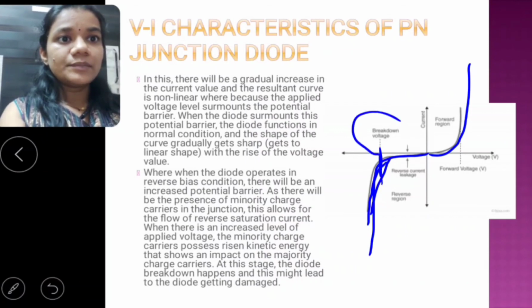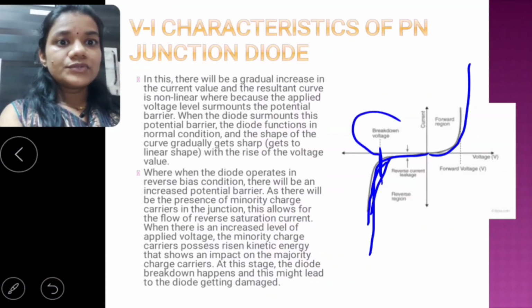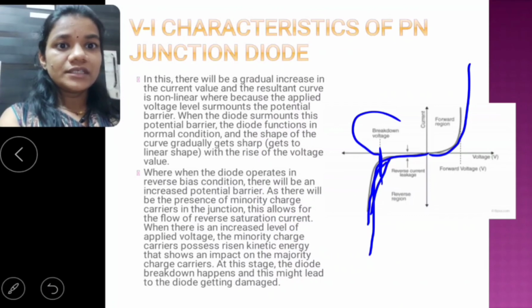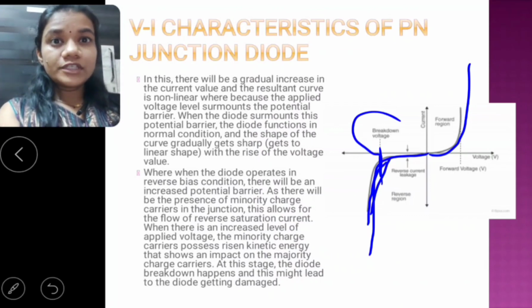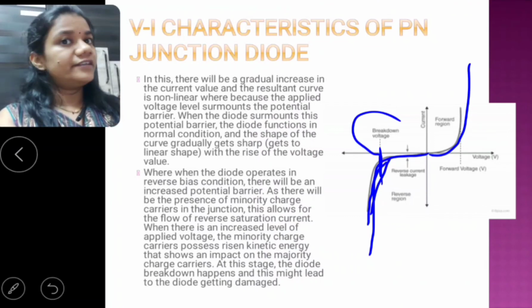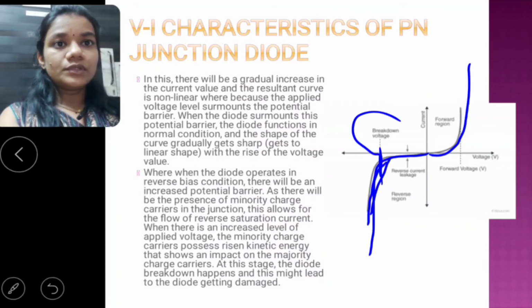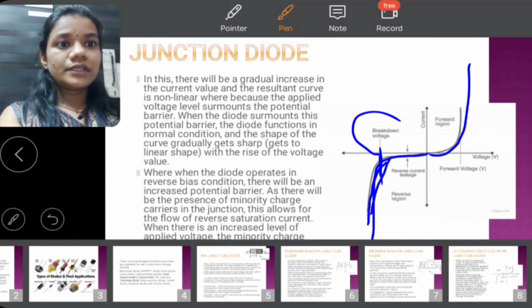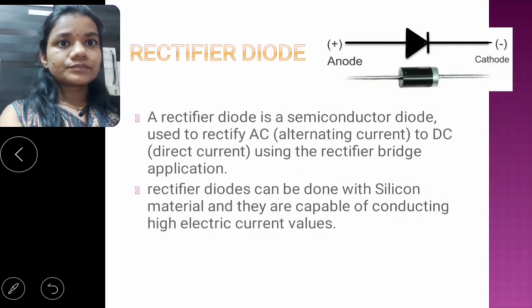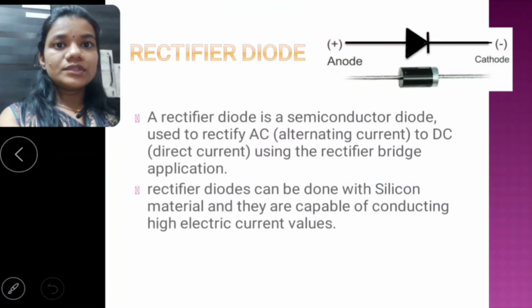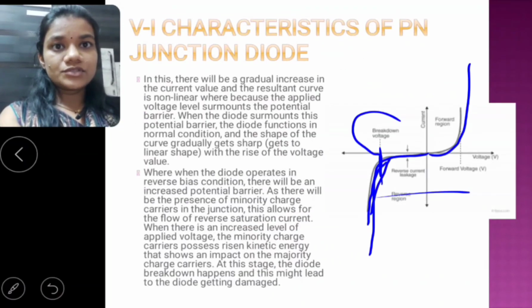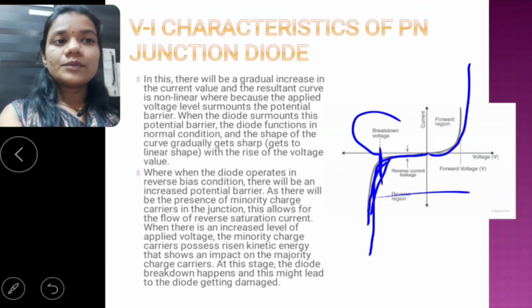Here you can see that the breakdown voltage is given. Breakdown voltage means there is a chance of the diode getting damaged at this stage. So this is nothing but the characteristics of the PN junction diode. This is all about the PN junction diode, its biasing conditions and its characteristics.